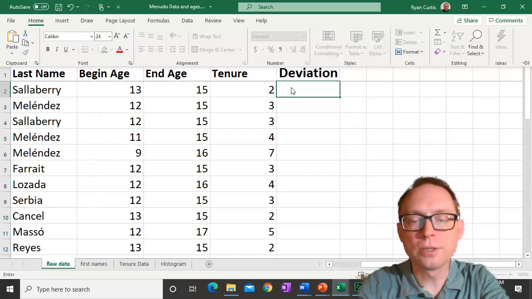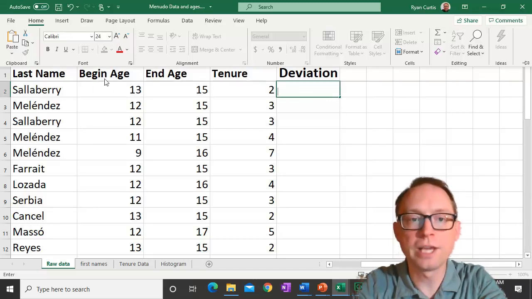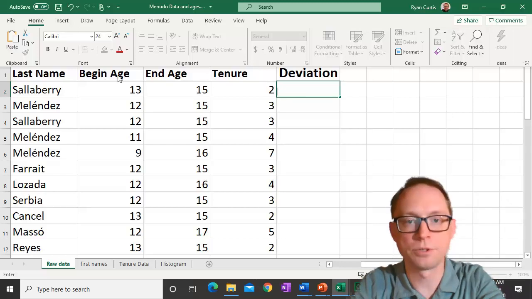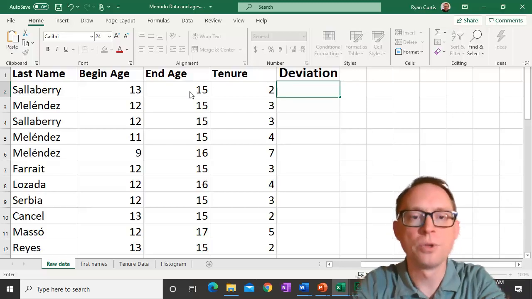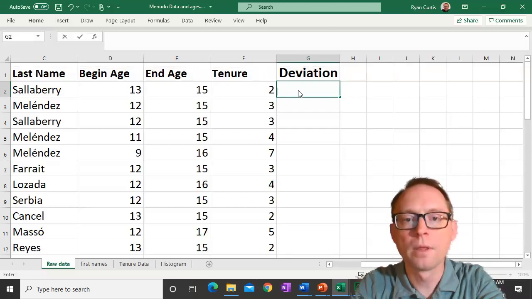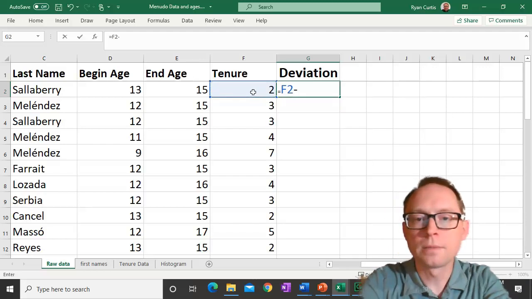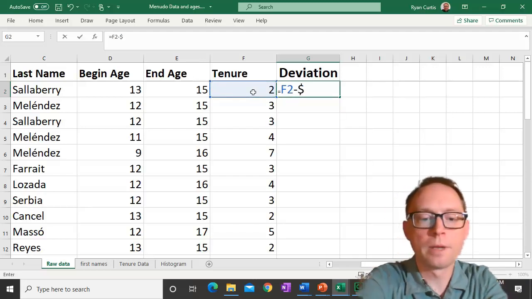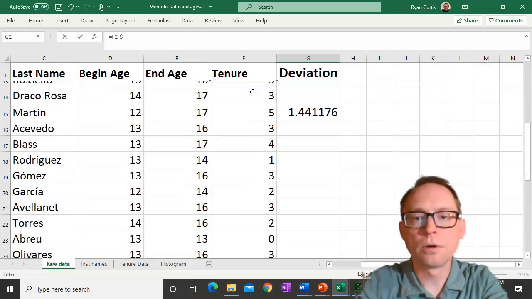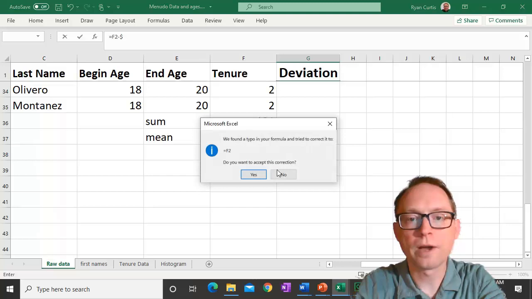The deviation of tenure. Now remember, this is the deviation of tenure that we're talking about. You would do a deviation for every variable. You can do a deviation for beginning age. You can do a deviation for end age. But we're just doing a deviation for tenure right now. Okay? So that's going to be the person's score, X, the person's score minus, and I'm going to make sure that this stays the same, so minus the mean, which is 3.56.